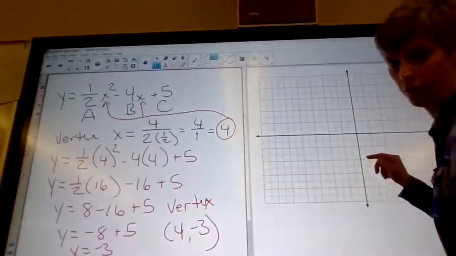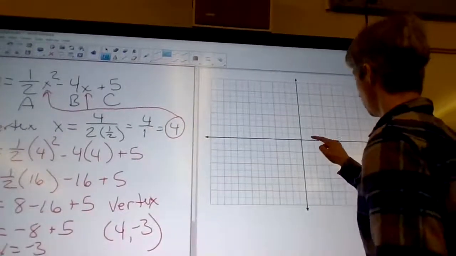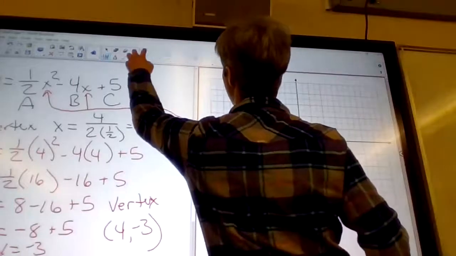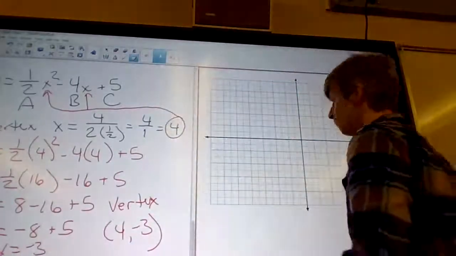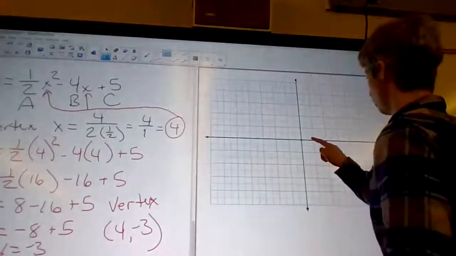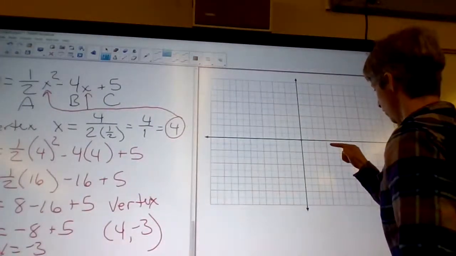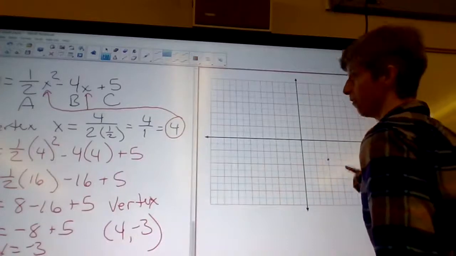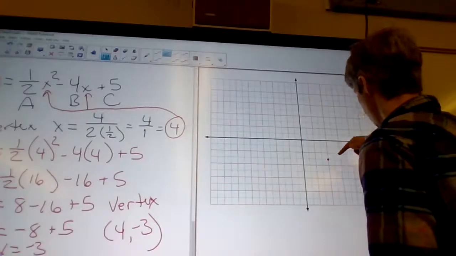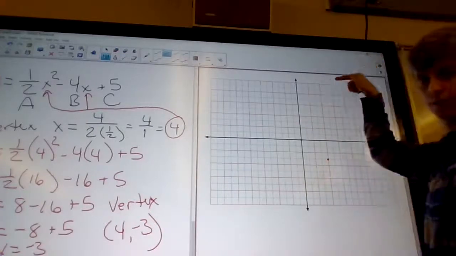So I'm coming over to my graph, going over 4, 1, 2, 3, 4, down 3, 1, 2, 3. That's right here. Now, because my a is positive, I know that's going to be the lowest point, so my parabola is going to open upward.